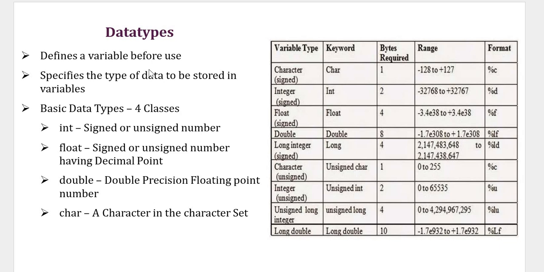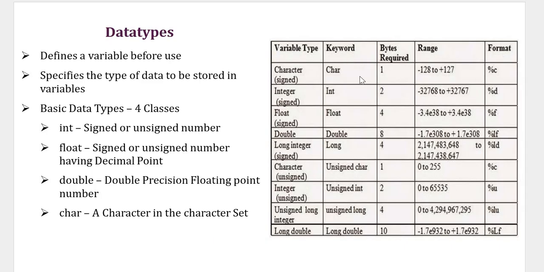Now let us see what data types are. Data types tell us the type of the variable, or the type of the data stored in the variable. In C program, we have four basic classes of data types. Int is an integer, which could be a signed or unsigned number. Float is a decimal point number, again signed or unsigned. Double is double precision floating point. It's also of type float, just the precision changes. Char stands for a character set.